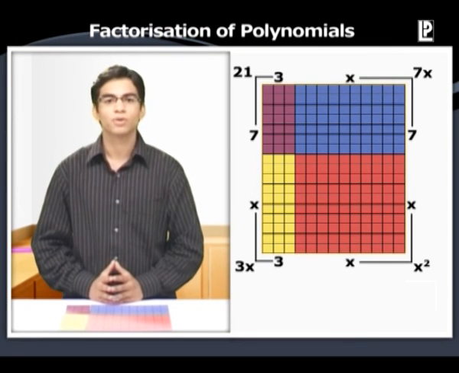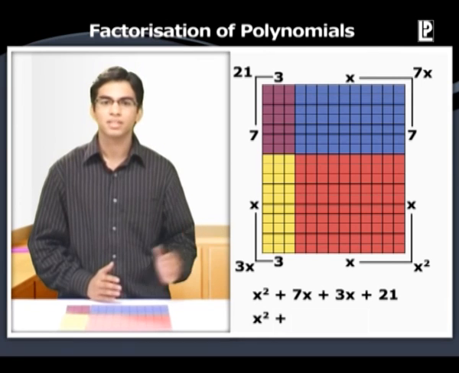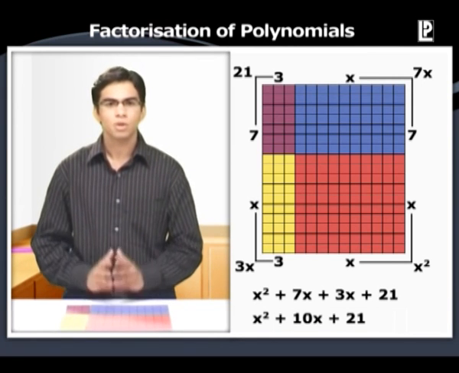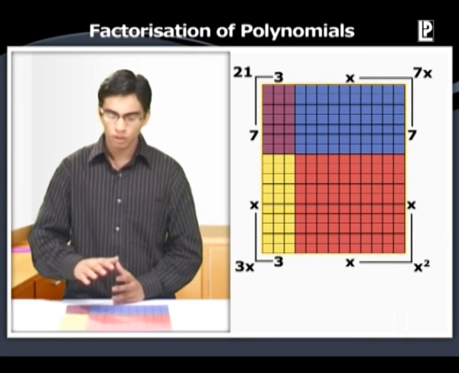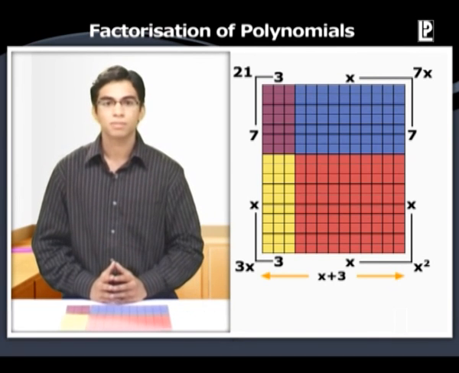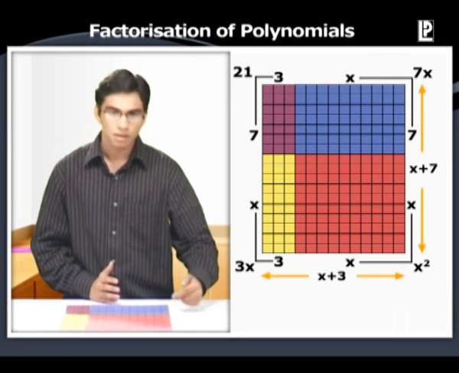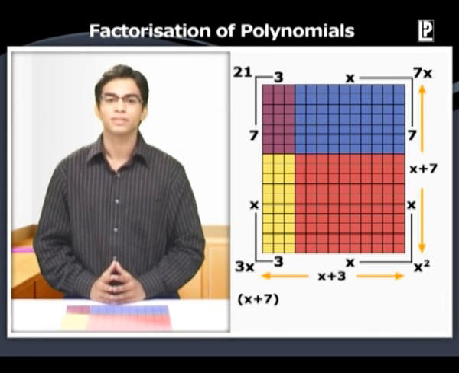Adding the areas of all the 4 grids, we get x square plus 7x plus 3x plus 21, which is nothing but x square plus 10x plus 21. We'll now look at another way of verifying the concept. Look at the sides of the newly formed rectangle. The length of this big rectangle is x plus 3 and the breadth is x plus 7. The product of these two sides gives the area of the rectangle. In other words, x plus 7 into x plus 3 is equal to x square plus 10x plus 21.